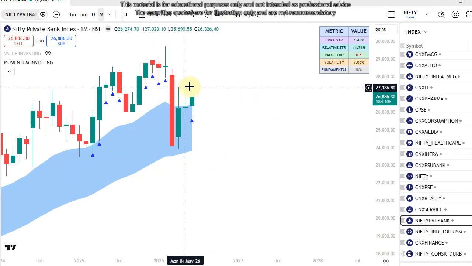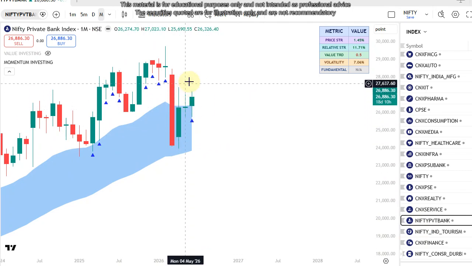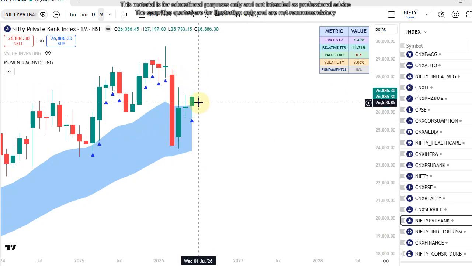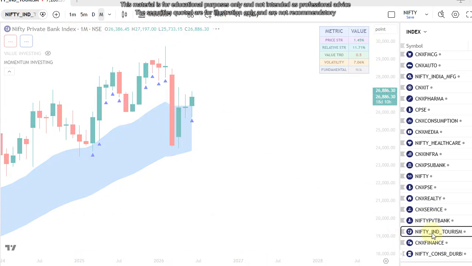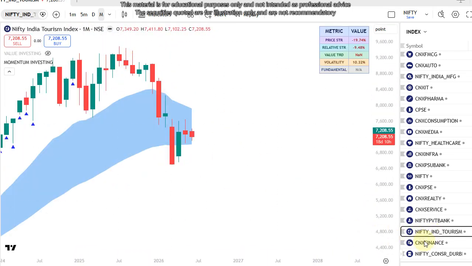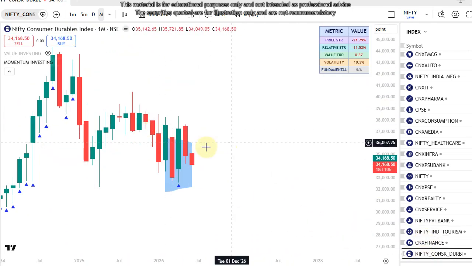Private banks are gaining momentum in the present month, that is this June month. We have to wait for the close of this candle. Once the momentum is present and the high is broken, we can focus on the Nifty private banks. India tourism, there is no momentum. CNX Finance, there is no momentum, and consumer durables, there is no momentum.